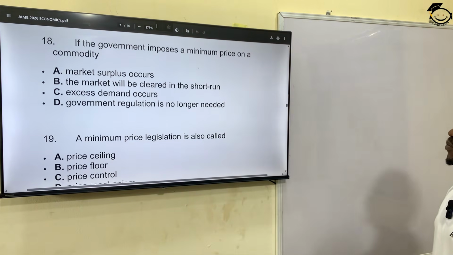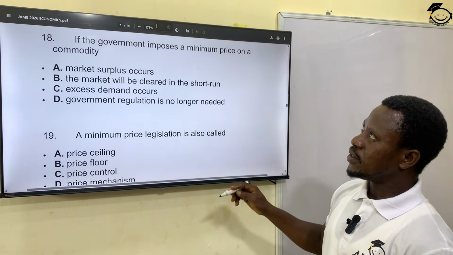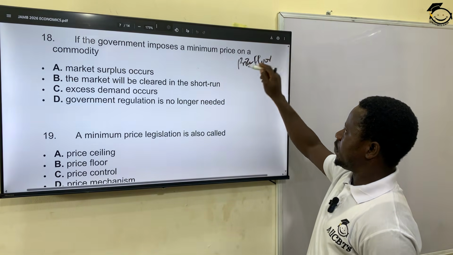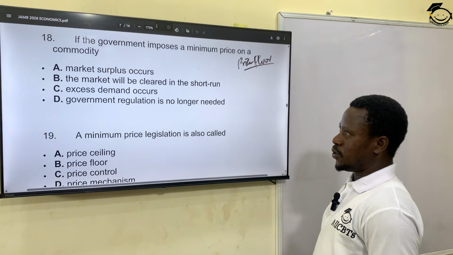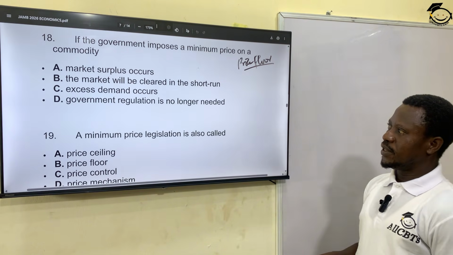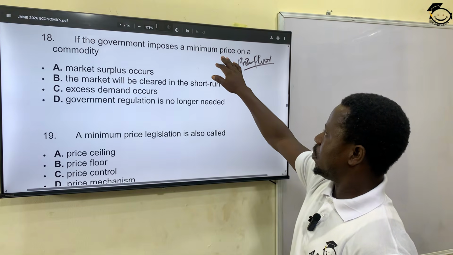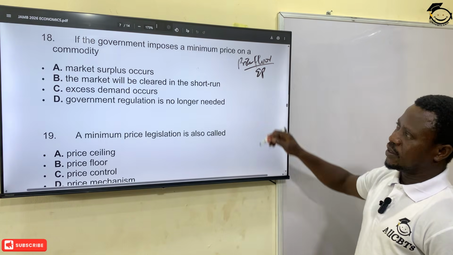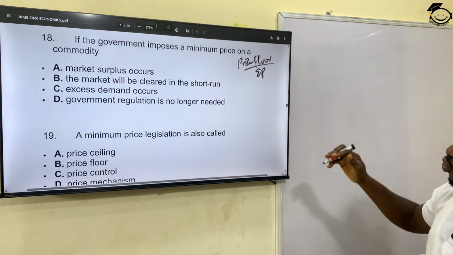Let's go. If the government imposes a minimum price on a commodity, this is what we call a price floor. The minimum price is talking about a price floor. When there's a price floor, government gives the minimum price for a commodity, what will happen? Market surplus occurs, the market will be cleared in the short run, excess demand occurs, or government regulation is no longer needed. If government imposes a minimum price, that minimum price should be a little above the equilibrium price, so that whatever happens within the forces in the market, if any drop at all, you drop on the equilibrium price. It should be a little above the equilibrium price.